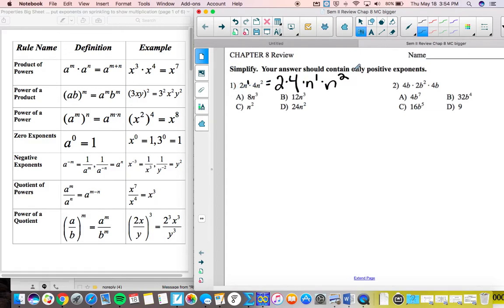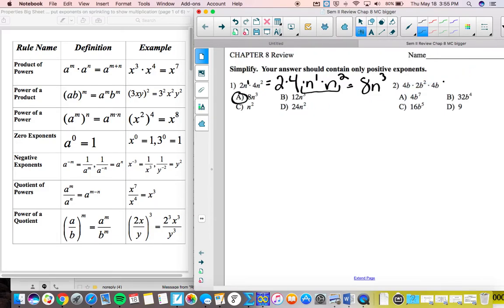So just rearrange things. Well, 2 times 4 is 8. And now I have over here n to the 1 times n to the 2. When I'm multiplying values together that have the same base, I take the exponents and I add them. So that would be n to the 3. 1 plus 2 is 3. So A is the correct answer here.